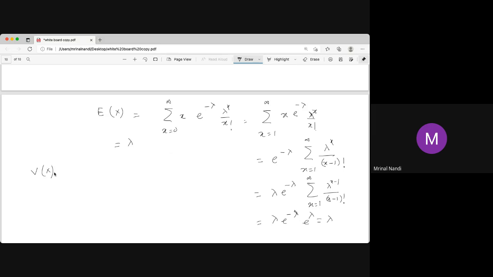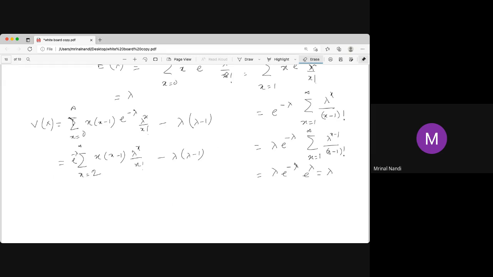And what is the variance? Again, we use the last formula: sum over x equal to 0 to infinity, x into x minus 1 into the probability. The probability is this, minus expectation of x into expectation of x minus 1. Now x equal to 0 term vanishes, so you can start with 2, and take e to the minus lambda common. Lambda minus 1.